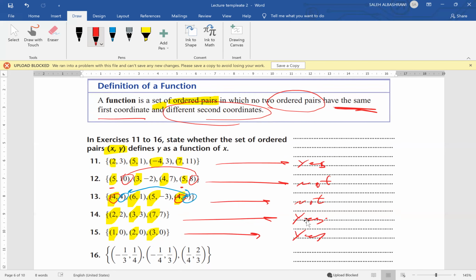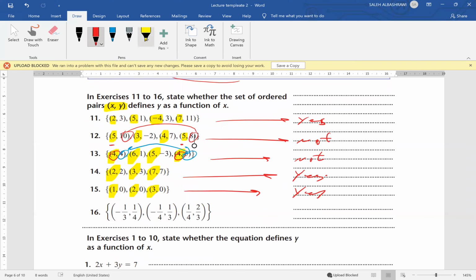For the next example, I have -1/3, -1/4, and 1/4. All of these are different, so yes, this is a function.